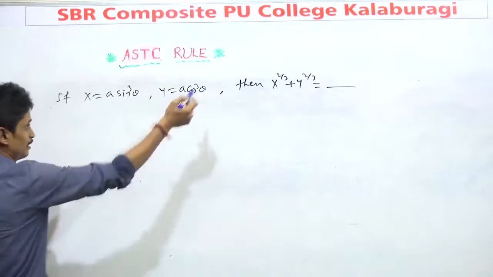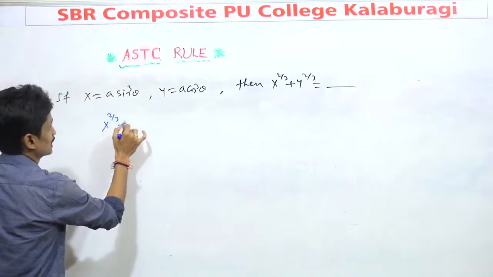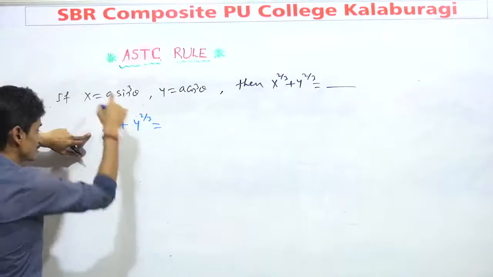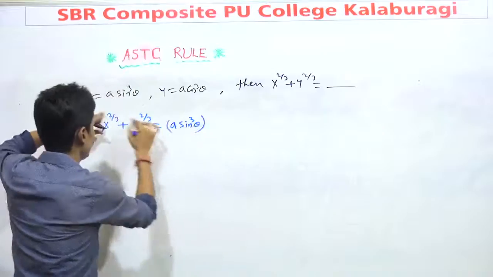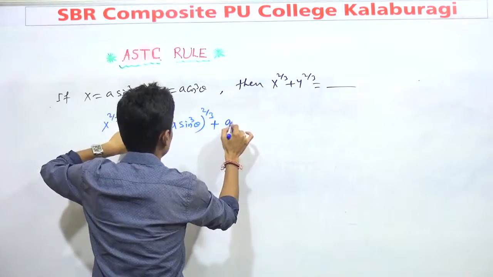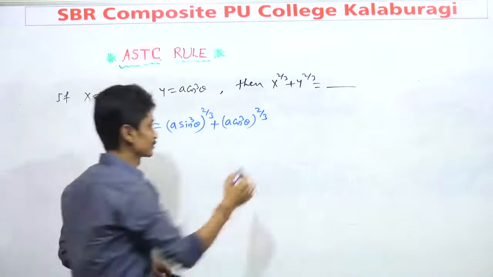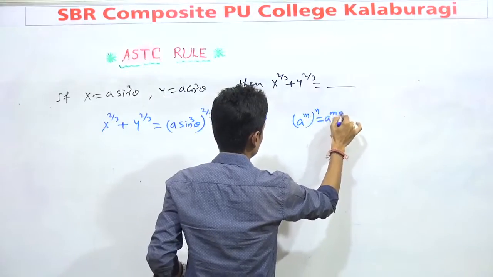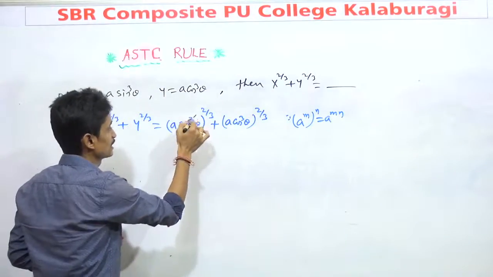It's very simple. Let us take the given condition. What is it? x power 2 by 3 plus y power 2 by 3. This value we are going to find. What is actually x? Clearly they gave a sin cube theta, whole power 2 by 3, plus y. What is y? a cos cube theta, whole power 2 by 3. Apply your third law of exponent. That third law of exponent is a power m, whole power n, is a power m into n. Here too I will multiply, so 3 and 3 cancel.